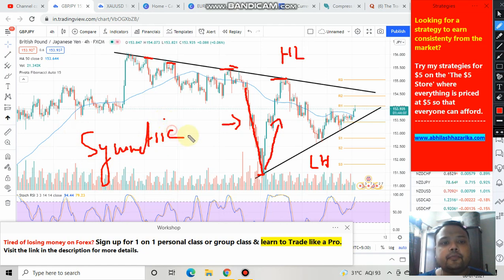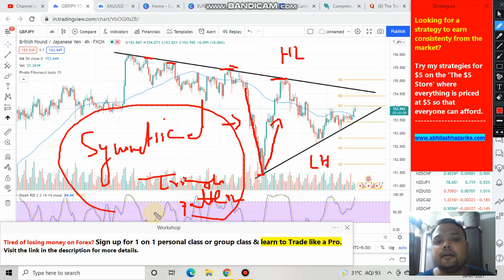symmetrical triangle pattern. This kind of chart pattern is called a symmetrical triangle pattern. And whenever you get a symmetrical triangle pattern, there is an indication in the market that market will be going up, market is bullish, and market will cross this level.